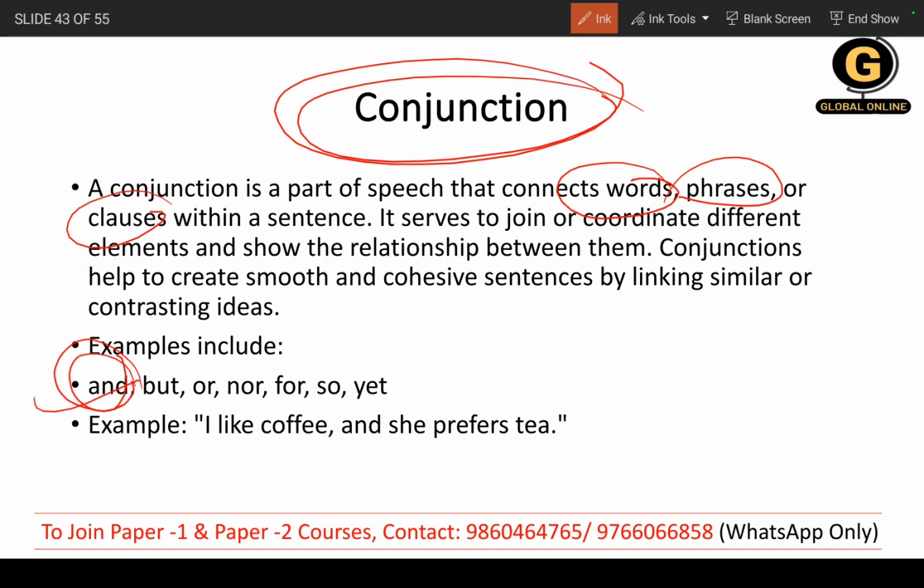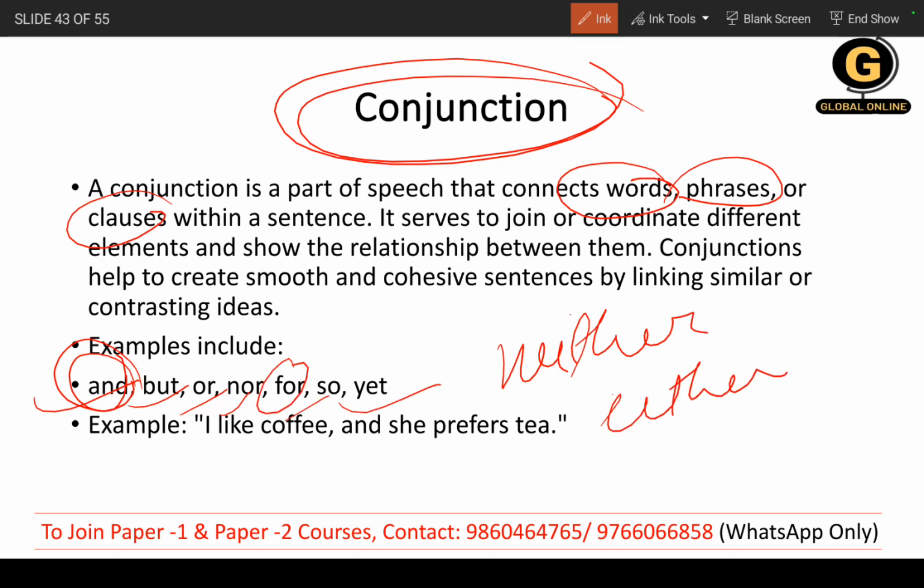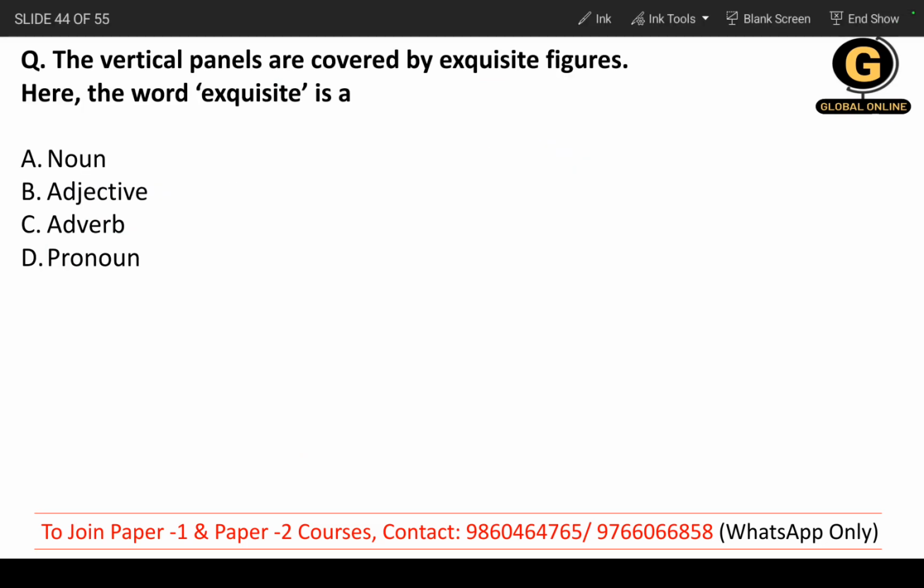For example, and, but, or, nor. You must have heard neither, either, right? So, yet, for. For example, I like coffee and she prefers tea. So you can remember this with the example of a mother in a family, right? So that is conjunction, right? Let's discuss some of the examples.